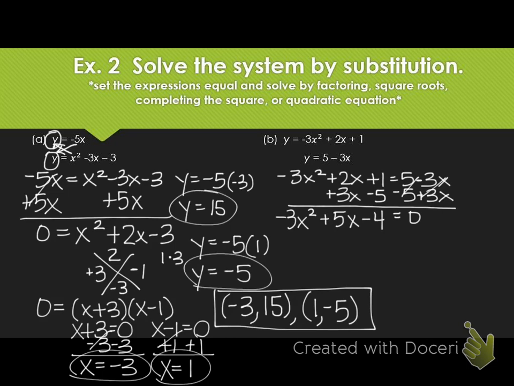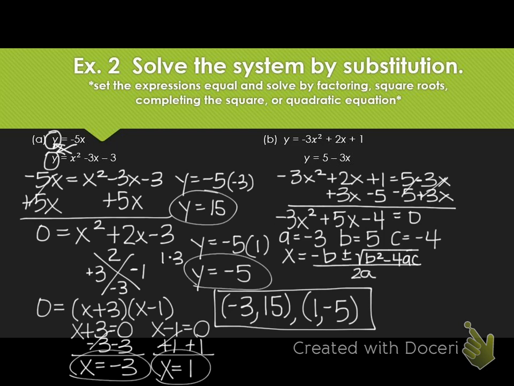Yes. All right, so let's identify A. What does A equal? Negative 3. What does B equal? 5. And what does C equal? Negative 4. All right, now let's write the formula down. X equals negative B plus or minus the square root of B squared minus 4AC all over 2A.